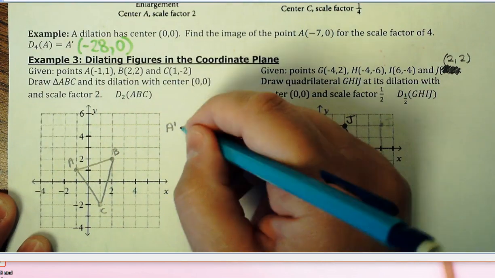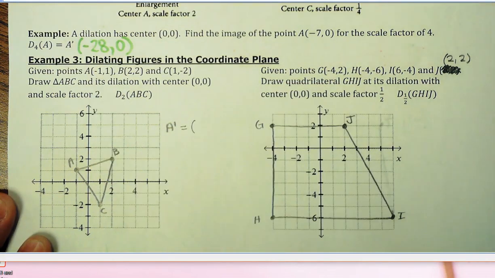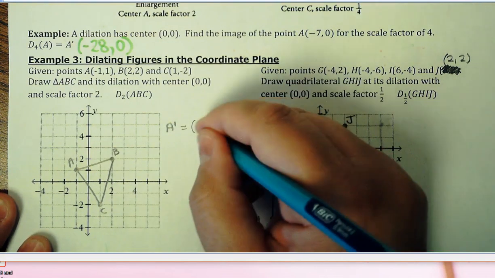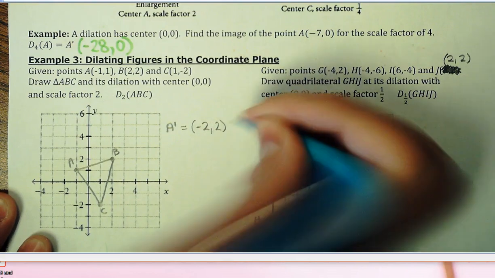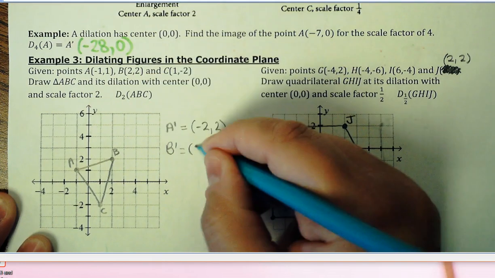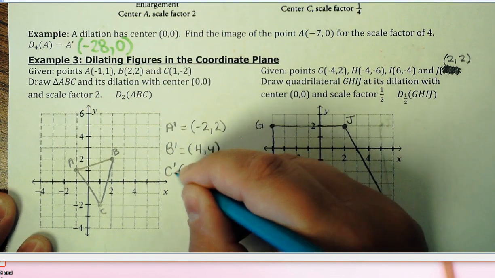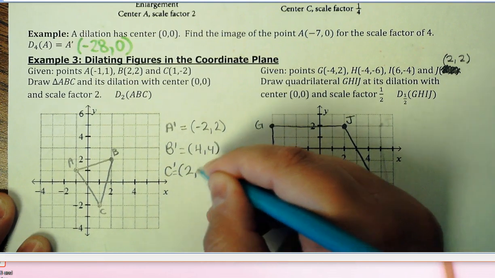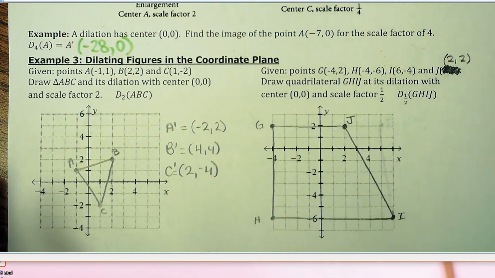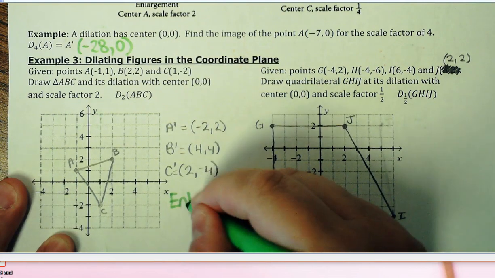So your A prime, you literally just multiply by whatever your scale factor is. So this would become -2, 2. I'm just going to multiply everything by the scale factor, which is 2. This is going to become 4, 4. And this is going to become, oops, sorry, 2, -4. Since that scale factor is bigger than 1, this is going to be an enlargement.